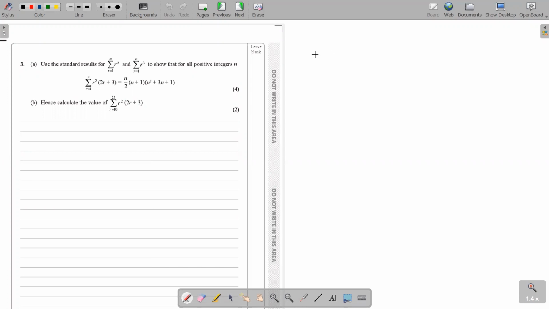So what are the extra things we need here? What are the standard results for summation of r²? Summation of r², the standard result that you must use is equal, what is the equation? 1 over 6 n plus 1, 2n plus 1. Summation of r³ for r equals 1 to n. The answer is 1 over 4 n² (n plus 1)².